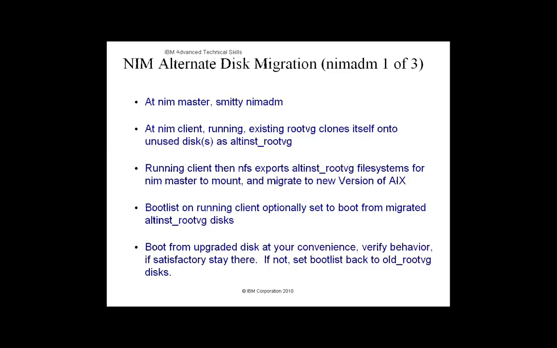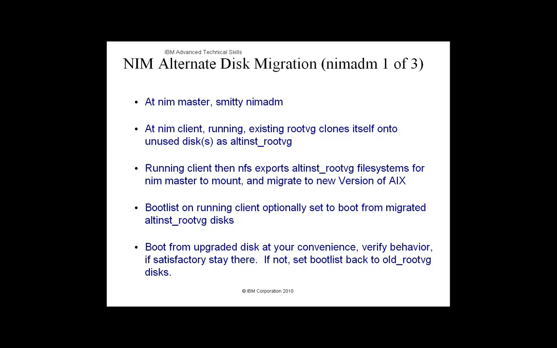First one we talked about, NIM alternate disk migration. At the master, it's just smitty nim_adm, and we select the client. And at the client, NIM is running on its rootvg. That existing rootvg clones itself onto the unused disk. They become the altinst_rootvg.